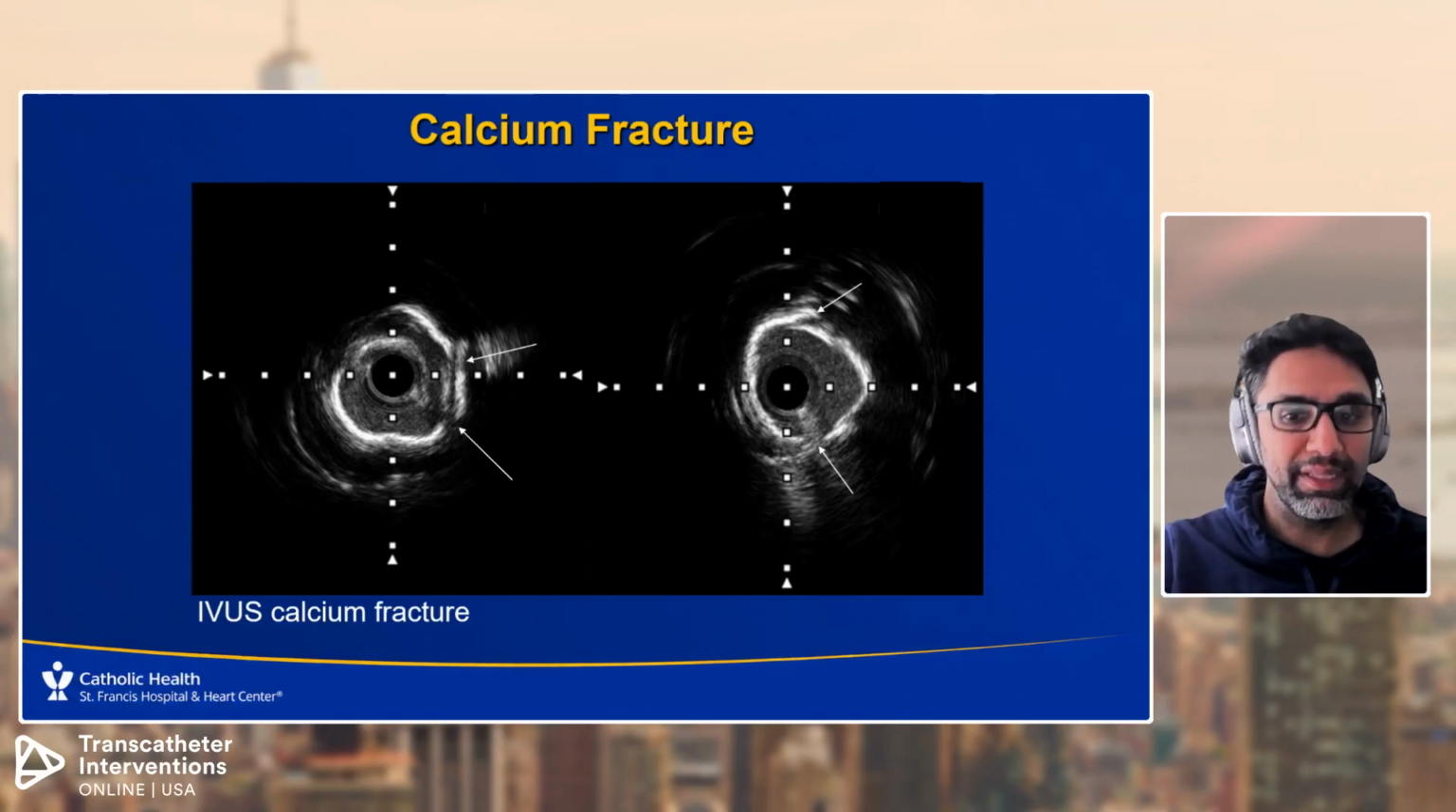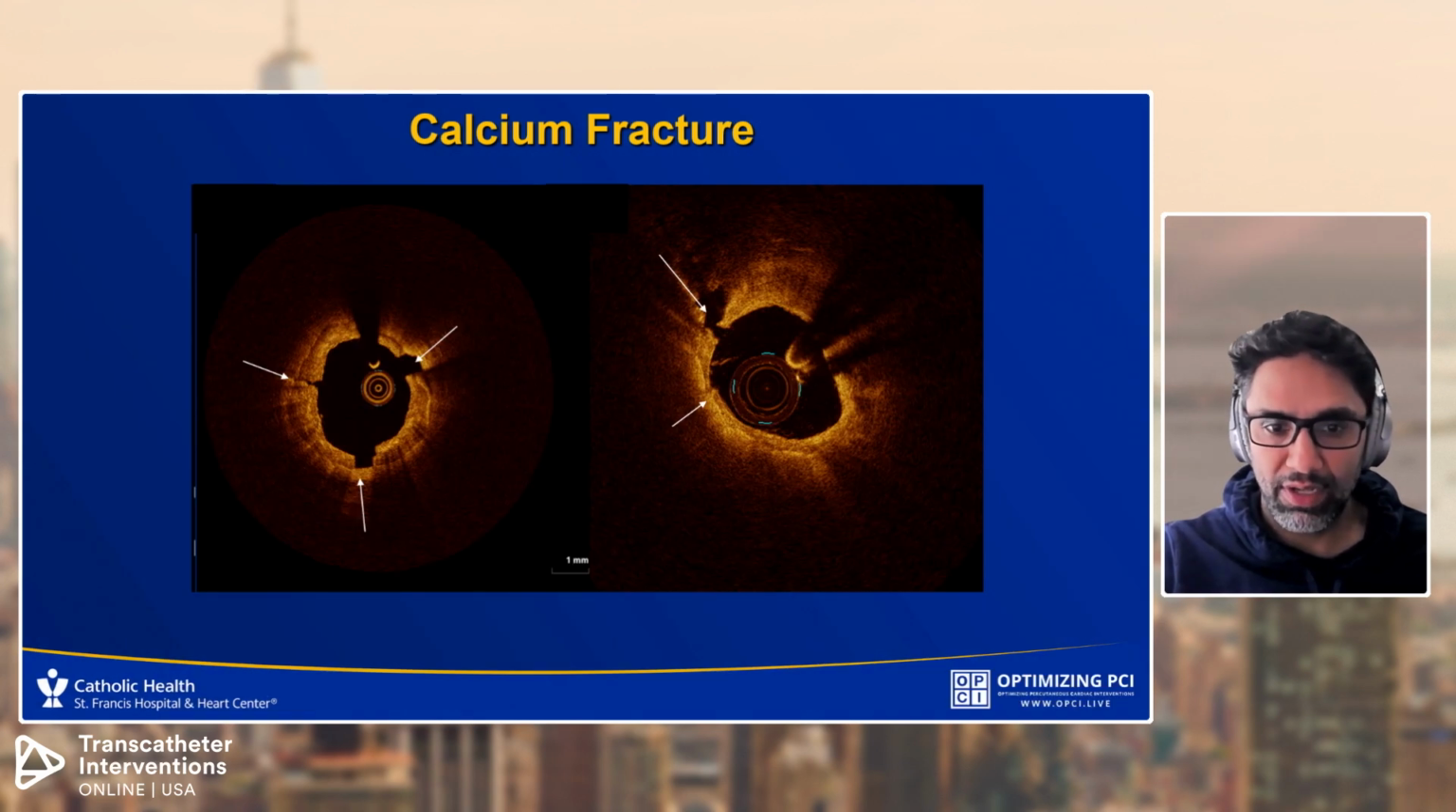And so what we're ultimately trying to achieve by any of these lesion preparations is to identify calcium fracture. And here's an example of calcium fracture by IVUS in two different cross sections. And here's an example, more easily identified, of calcium fracture on OCT in multiple projections.